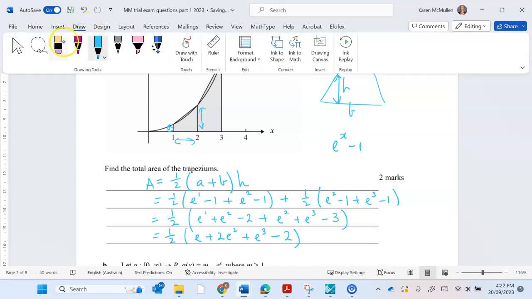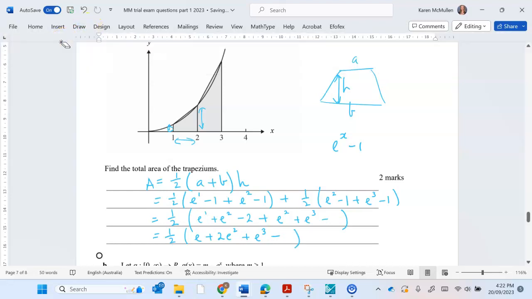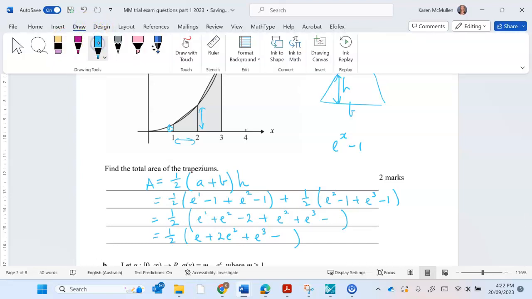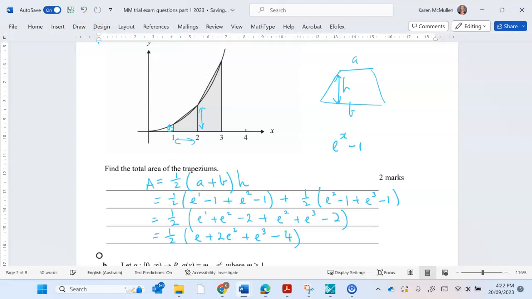So let's just fix that up, and that should be a 4. Sorry, my bad. So that should be a 2, and this should be a 4. Now, you could then take out, oh no, you can't take it out. e is not a common factor. So we just have to leave it like that because e is an exact value and it's exam 1, so we can't do any more than that, basically.